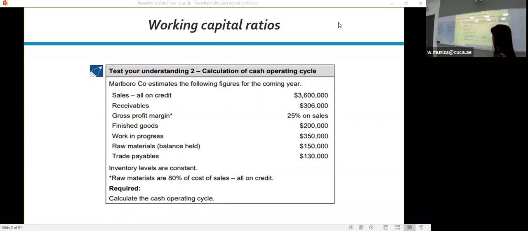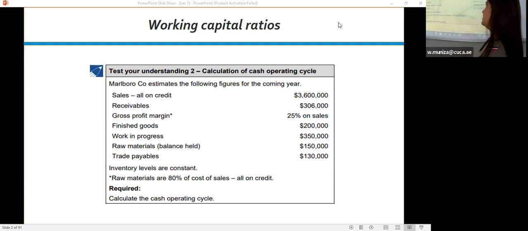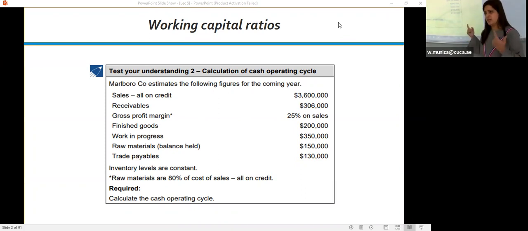So this is the formula which we have discussed. Now in this question, we are required to calculate the cash operating cycle. They say Marlboro company estimates the following figures for the coming year. Sales, receivables, gross profit margin, finished goods, work in progress, raw materials and trade payables are given. Inventory levels are constant, raw materials are 80% of the cost of sales, and all purchases are on credit. The first thing we need to concentrate on is that all three types of inventory are given. So we are going to calculate the finished goods holding period, work in progress holding period, and raw material holding period separately. We are going to add all of those together with the receivables collection period, and deduct the payables payment period out of that to calculate the cash operating cycle. So one by one, we are going to go for that.